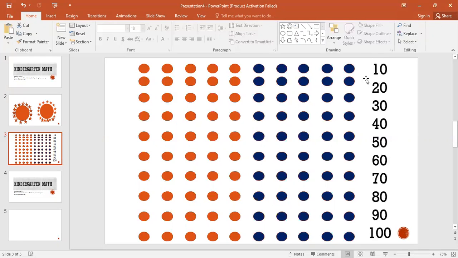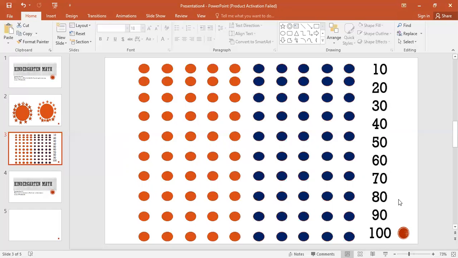Look at my 10. We know this is how we write the number 10. 1, 0. 20, we know how to write 20. 2, 0. 30, 3, 0. Look at the left part of each of these. 1 all the way to 10. 1, 2, 3, 4, 5, 6, 7, 8, 9, 10.